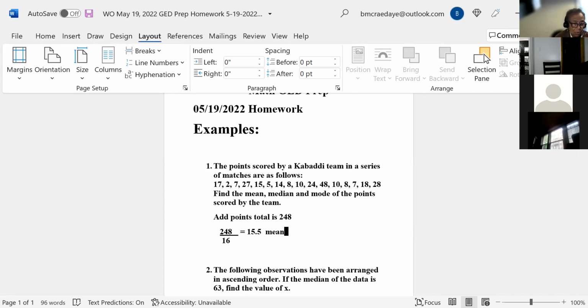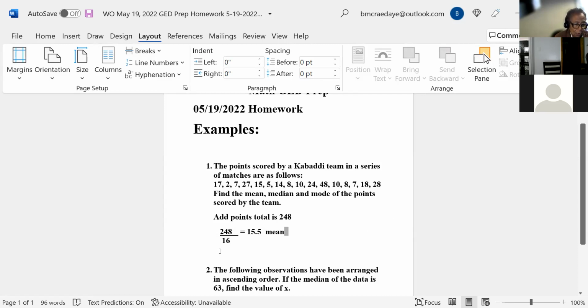And Maureen, I know you got that. You sent me the answers. You had the 15.5. Okay. Now, Alva, you sent me the median, right? Yes. What was your median, Alva? 12. Yeah, that was correct. And what was your mode? My mode was 7, 8, and 10. Very good.